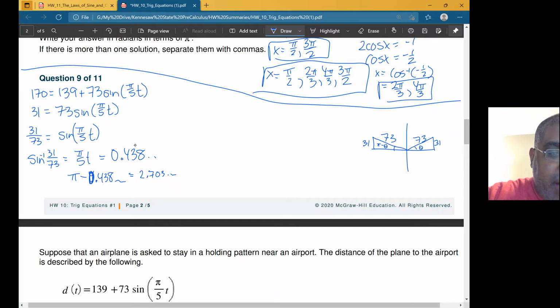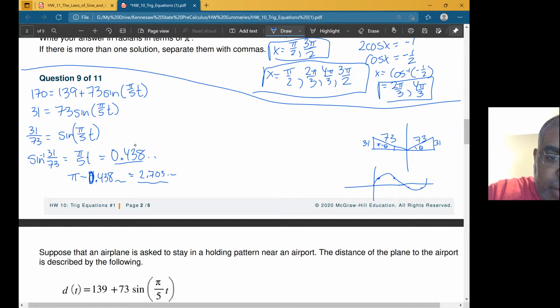So pi over 5t is equal to this number and that number. Because if you think about what it looks like if I have a sine graph, if I have a value, it'll meet the value here and there, or here and there. It's going to hit it twice within a cycle. No matter what value you pick, if it's in the range, it'll hit it at least twice. 0, it'll hit 3 times. But anybody else, it'll hit twice.